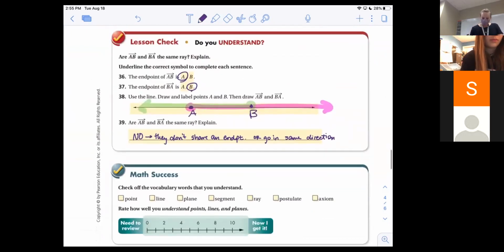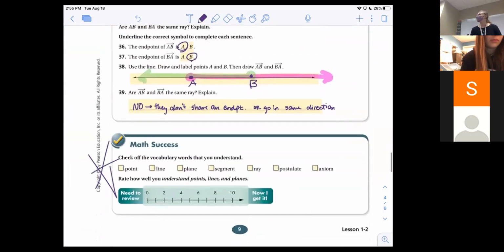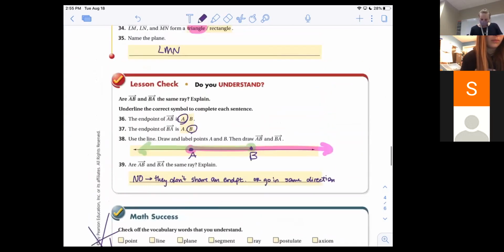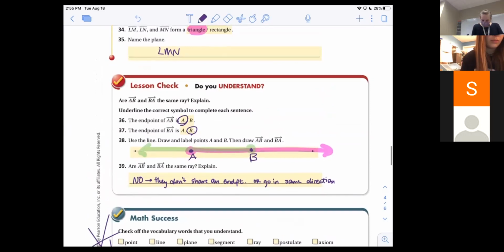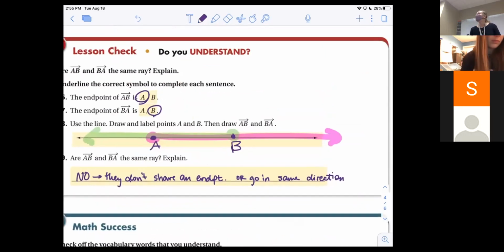Okay, we are not gonna do math success because that's not a thing. Cooper, question. Yes, I said no, they don't share an endpoint or go in the same direction. What's an axiom? We didn't learn axiom. I think it's kind of like a postulate. I don't really care what an axiom is, so don't worry about that. I don't know why that was on this list because we didn't do that in this lesson.